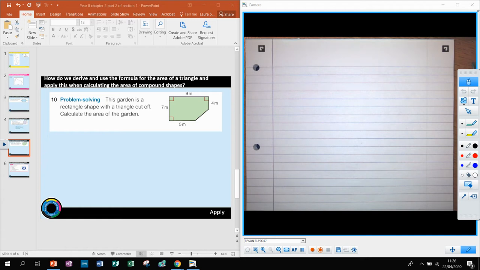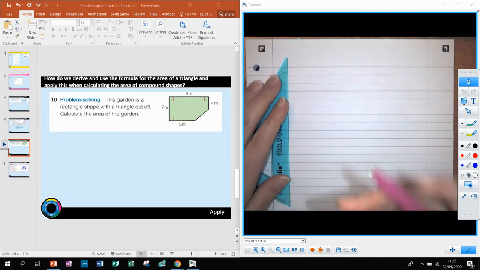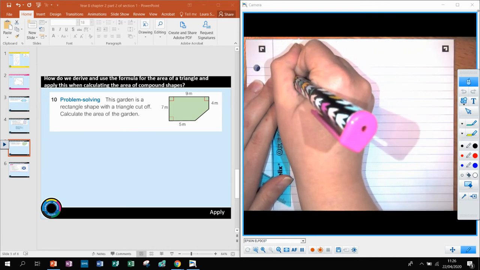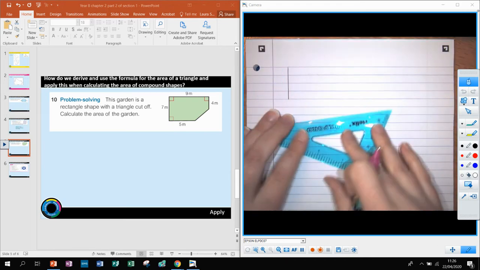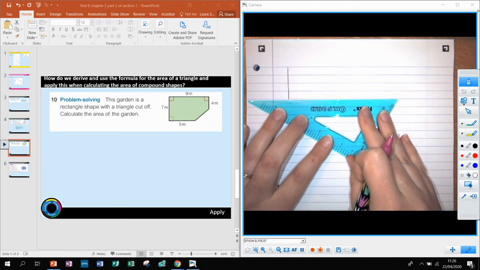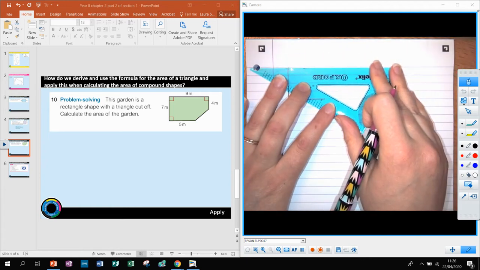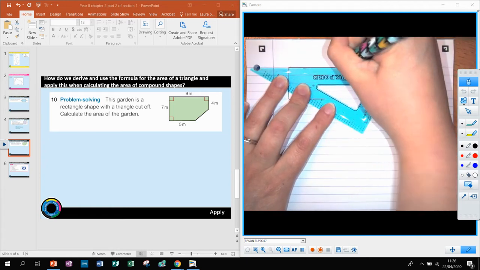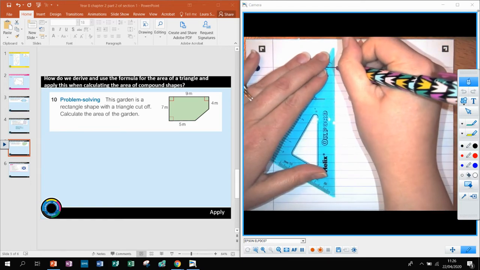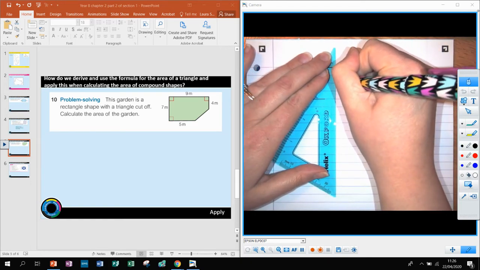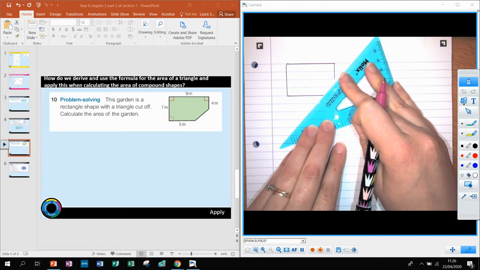Right, so in question 10, we have another compound shape. This is a bit different, okay? We can actually think of this in two ways, and I'm going to show you both ways to do this question. But first, I need my diagram. Draw the top bit a little bit longer because I know it's going to come down, and then cut across to make that diagonal bit. Okay, there we go.